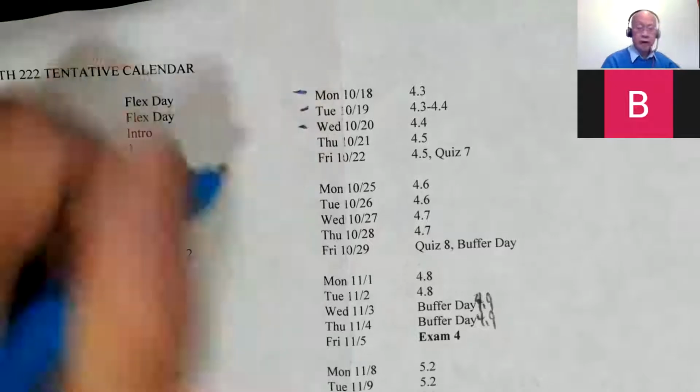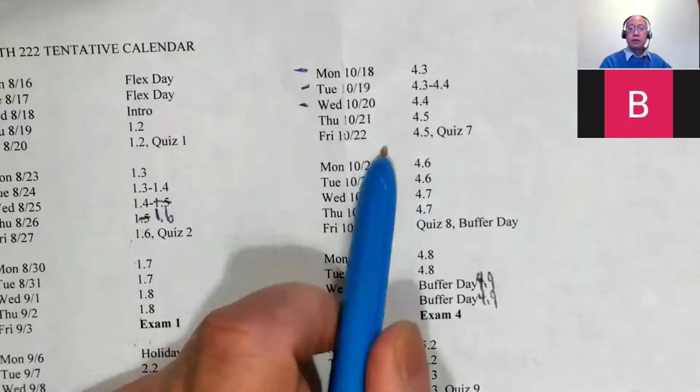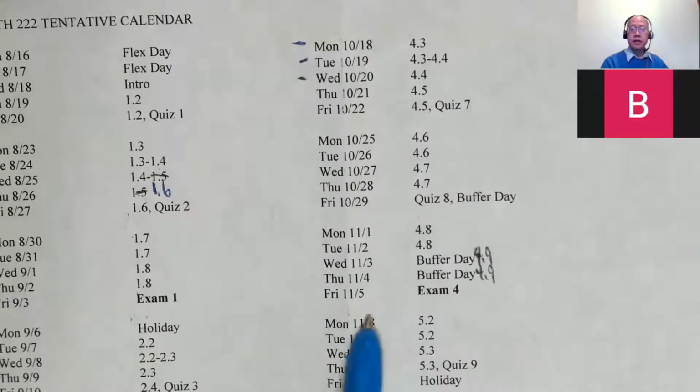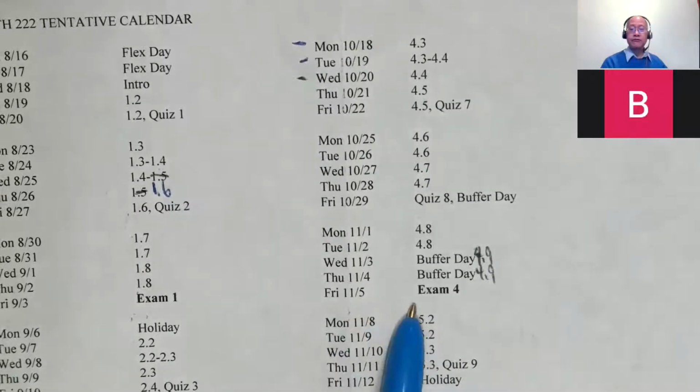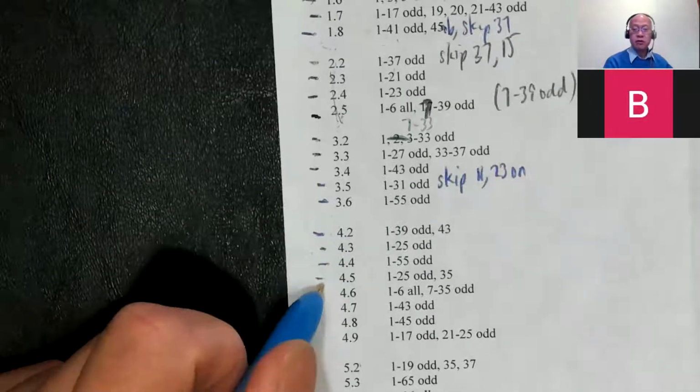Okay, so we're doing graphs of sine and cosine and so forth. So we'll continue on. Quiz on Friday, quiz Friday after that, but the next exam is on November the 5th, it looks like. Okay. So we are somewhere over here.